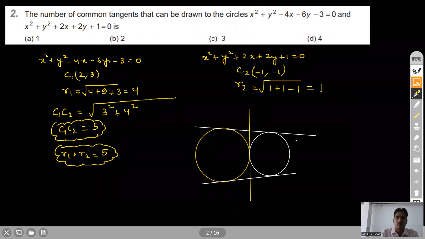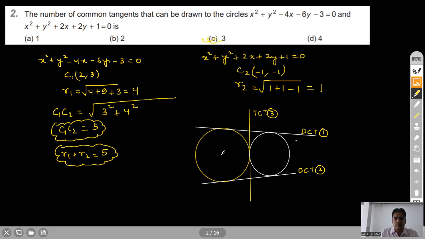How? Two direct common tangents: this is our direct common tangent number 1, and this will be our direct common tangent number 2. And this will be our transverse common tangent, right? So the transverse common tangent will be only 1. So the total number of common tangents will be 3. Okay.